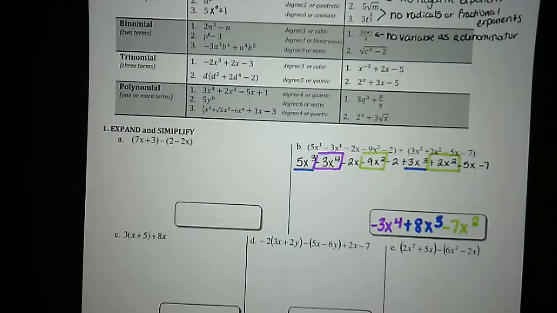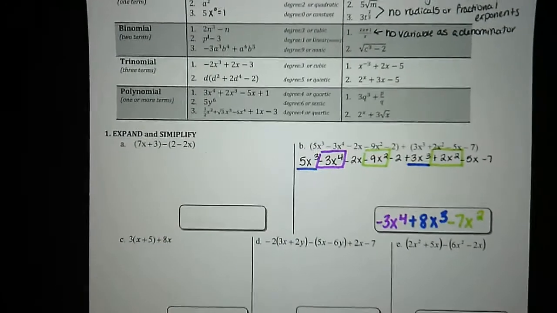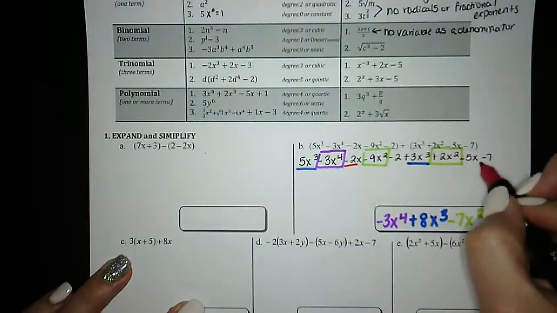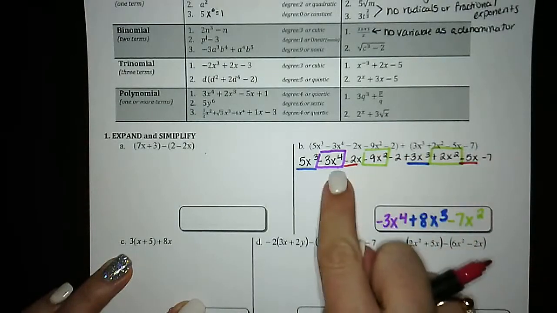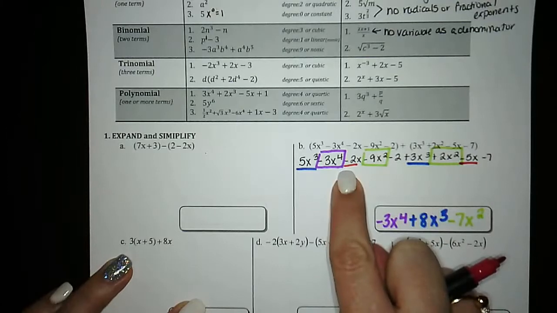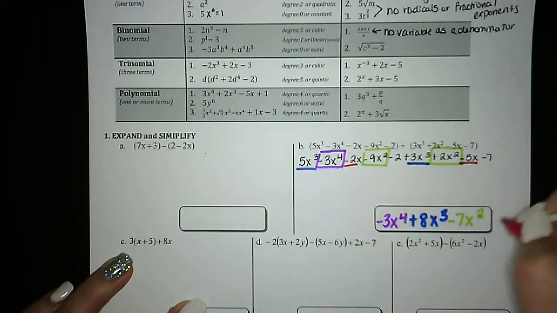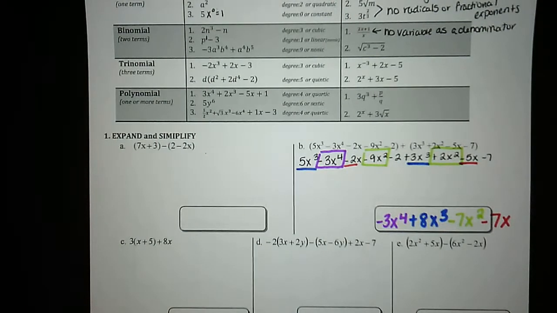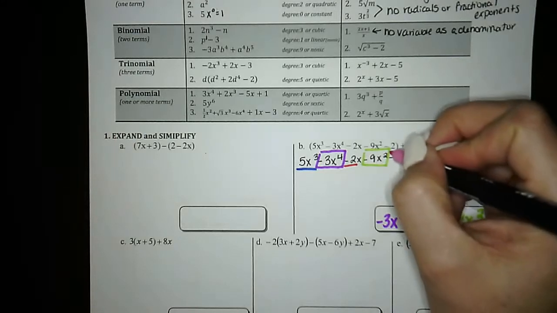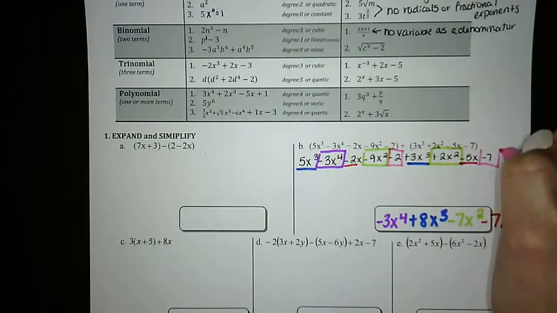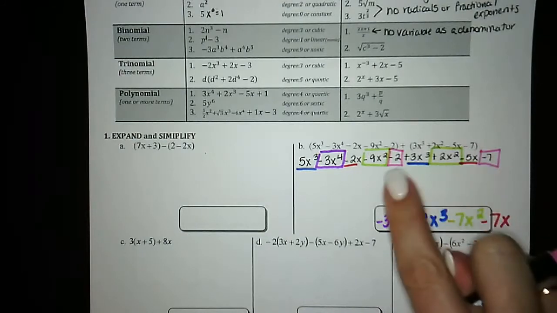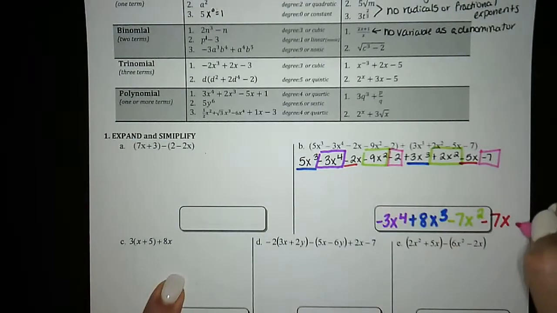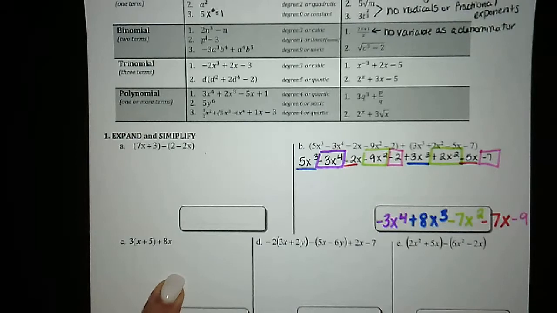Then we go on to our linear term. In this case, we have a negative 2x and a negative 5x. Same signs, add. So 5 plus 2 is 7. And we keep the sign, which is negative, so negative 7x. And then the last thing is our constants. And we have this negative 2 and negative 7. Same signs, add. 7 plus 2 is 9, and they're both negative, leaving this number negative.